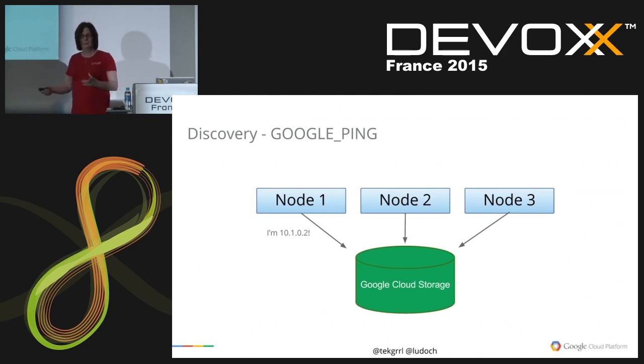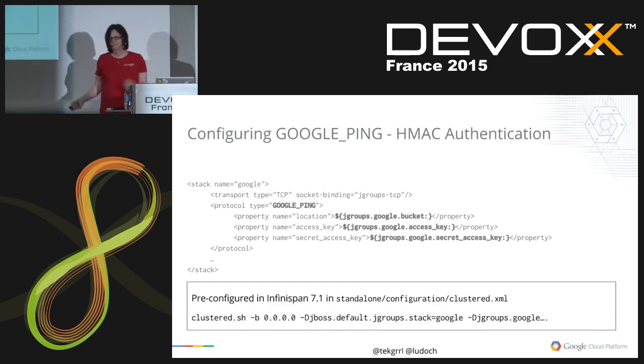For Google Ping, we actually use Google Cloud Storage, which is very similar to S3. So basically, the node comes along and says, I'm going to join the cluster. It writes its configuration file to Google Cloud Storage. Then it reads all of the other nodes' configuration files, effectively allowing it to understand the topology of the network. And this is done very simply through some options.